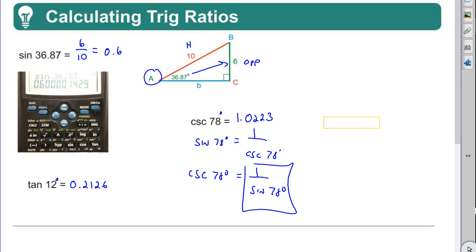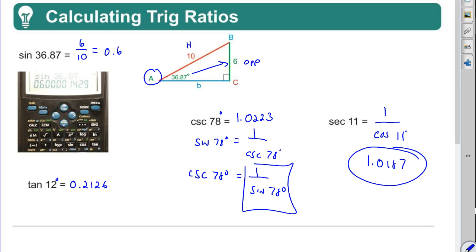In this last example, we want the secant of 11 degrees. Because I know the secant is the reciprocal of the cosine, I'm going to do 1 over the cosine of 11 degrees. So cosine of 11 and then hit the reciprocal. And this ends up being 1.0187. So we found the ratio because we can use the cosine.